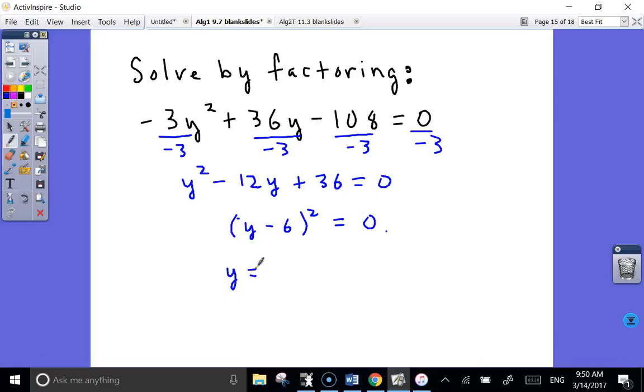What do you plug in for y there to make a 0? 6. Right? And that is the only solution, because there's only one factor and it was being squared. So usually quadratics have 2 answers, but if it's actually a perfect square trinomial, which that one was, then you just get 1. And we'll see later, I think next class, that sometimes you can get 0 answers.